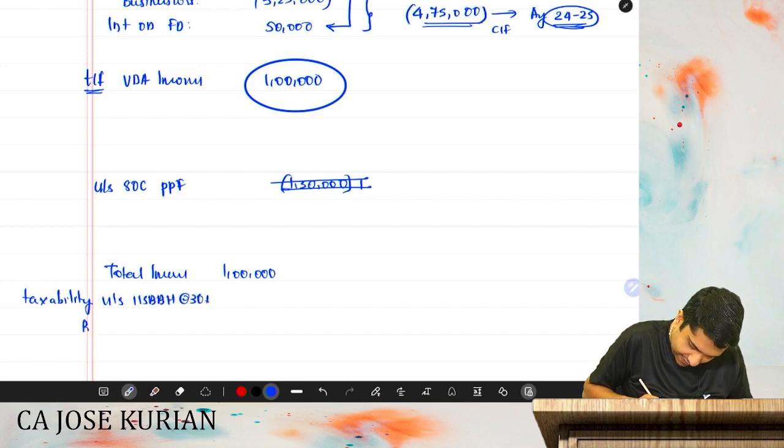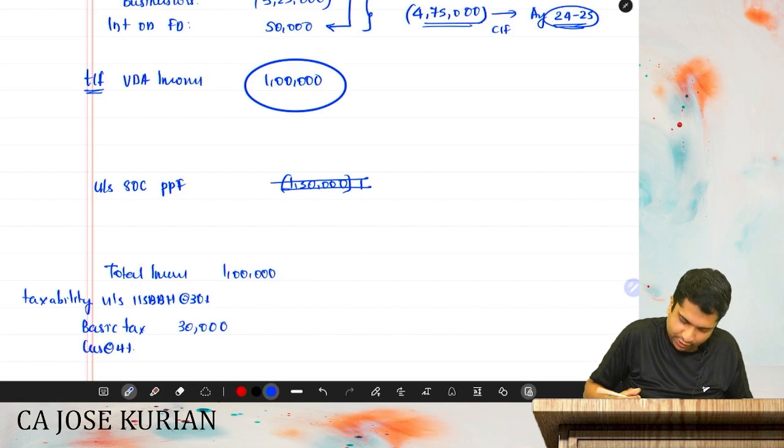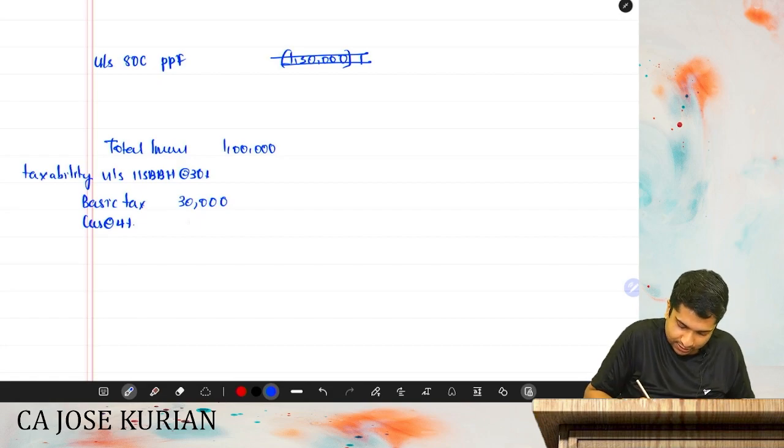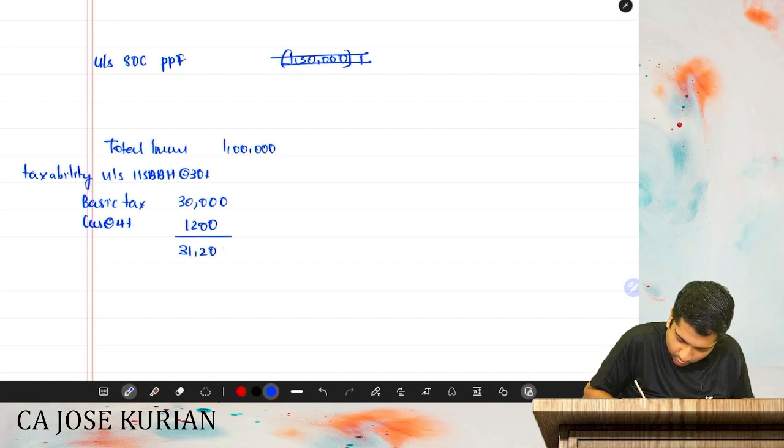So how much will be the basic tax liability? The basic tax liability shall be 30,000 rupees. And there will be a cess at 4%. There will be health and education cess, that will be 4%. So 30,000 into 4%, and that will be 1,200. So the total tax liability shall be 31,200. This is the total tax liability.